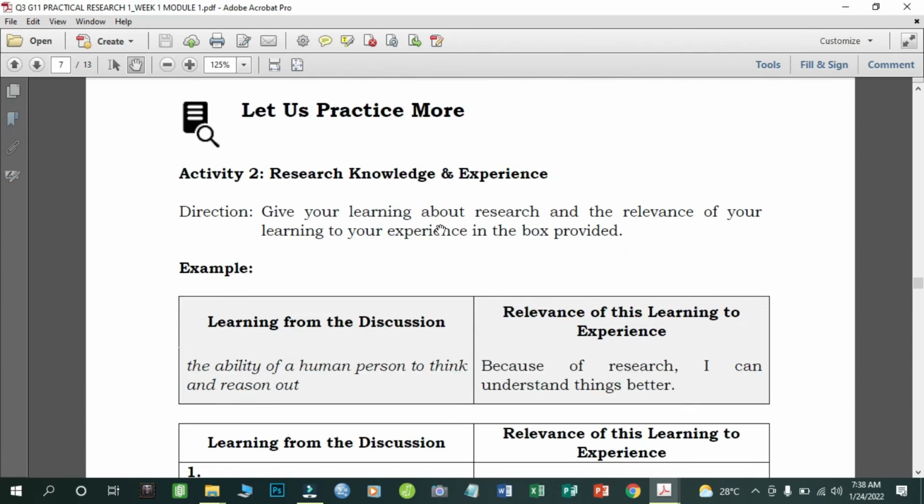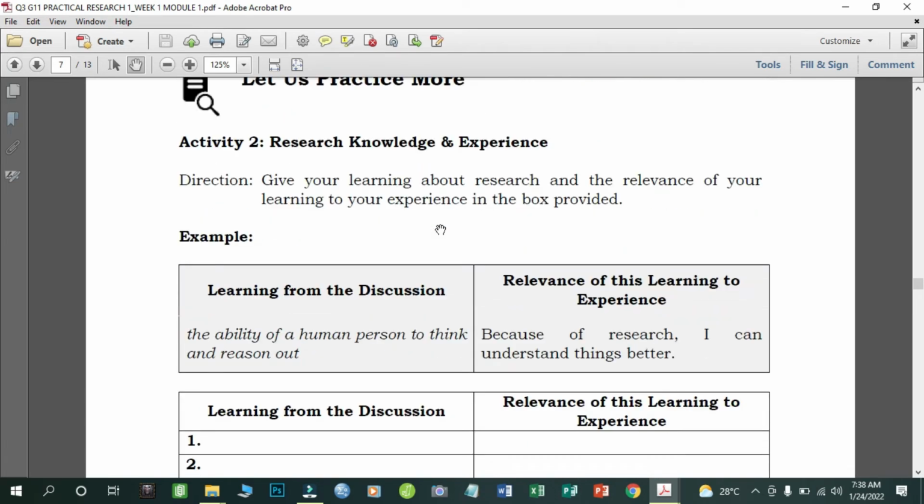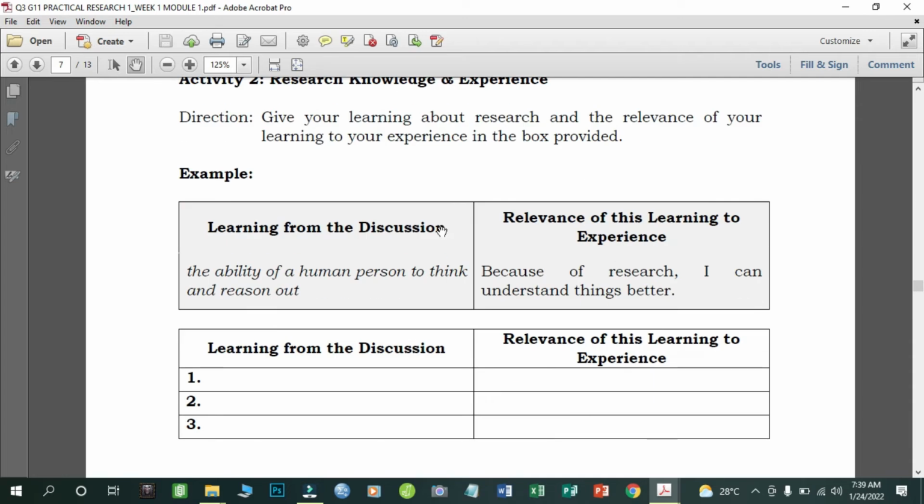Okay, let's have this activity two. So research knowledge and experience. Give your learning about research and the relevance of your learning to your experience in the box provided. Okay, learning from the discussion. So this example, then relevance of this learning to experience. Okay, so learning from discussion, the ability of human person to think and reason out. Then your relevance is because of research, I can understand things better.